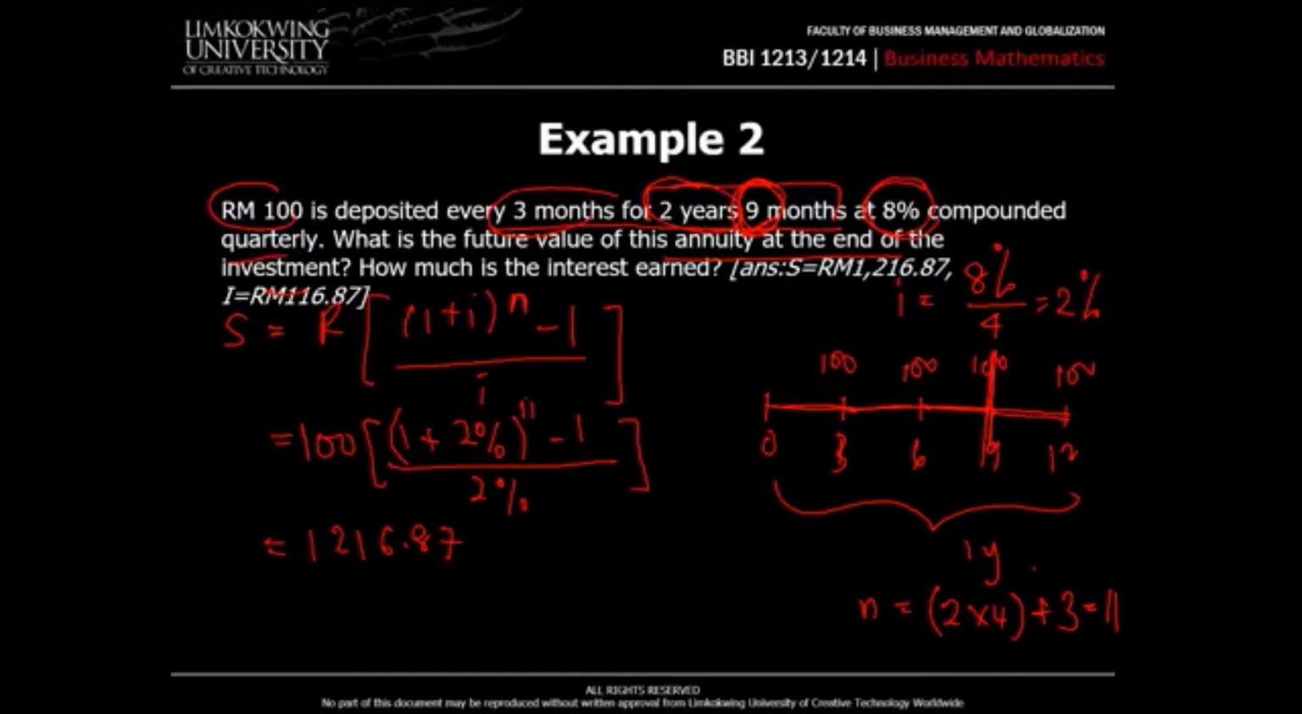Then the question wants you to find the future value of this annuity at the end of the investment. They did not ask you to find the interest, but it's okay, we find the interest. The interest earned is equal to S minus NR. The S you already got from here, 1216.87, minus N, which is 11, multiplied by 100. So the answer is 116.87.